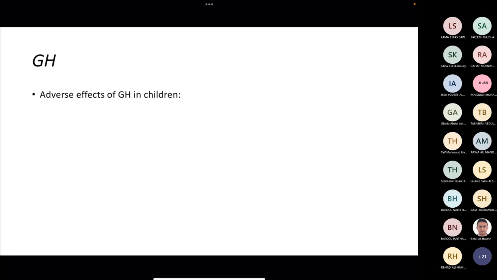Now, there are some adverse effects to growth hormone. For example, it leads to, in fact, formation of edema in the brain that presses on the structures there. And this is called pseudotumor cerebri. So it could lead to some damage to components in the brain, or a change in function in the brain.